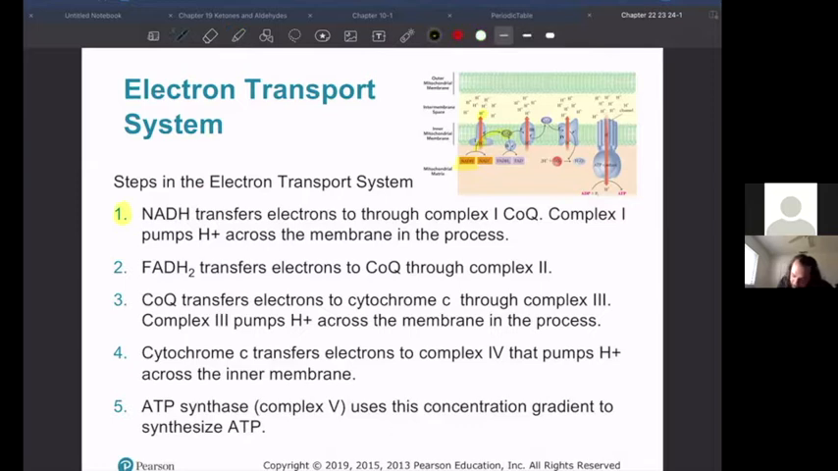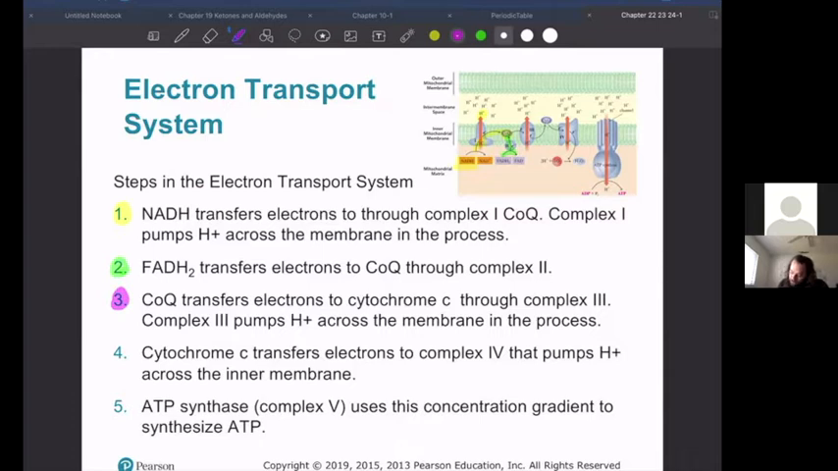In the second step, FADH transfers electrons to coenzyme Q through complex 2. So complex 2 again ends up transferring electrons to coenzyme Q. This step doesn't come with any pumping of protons across that intermembrane space. Because of that, we're going to see that per molecule of NADH, we actually get more ATP than we do per molecule of FADH.